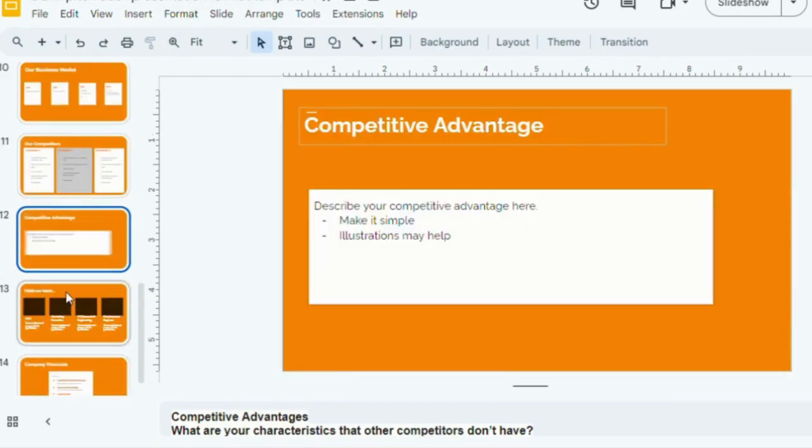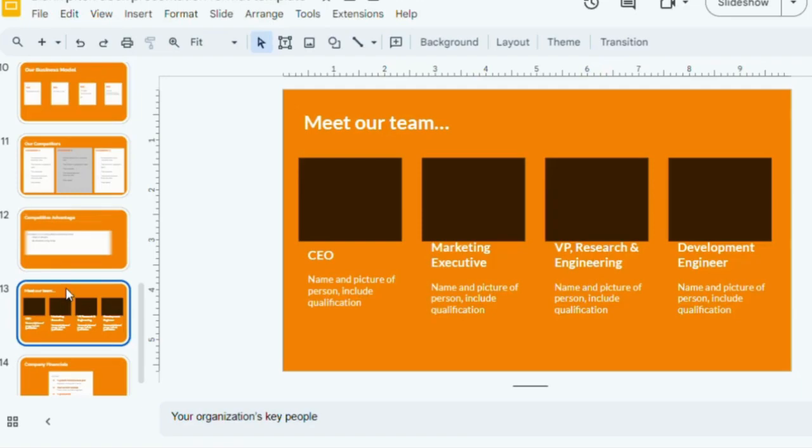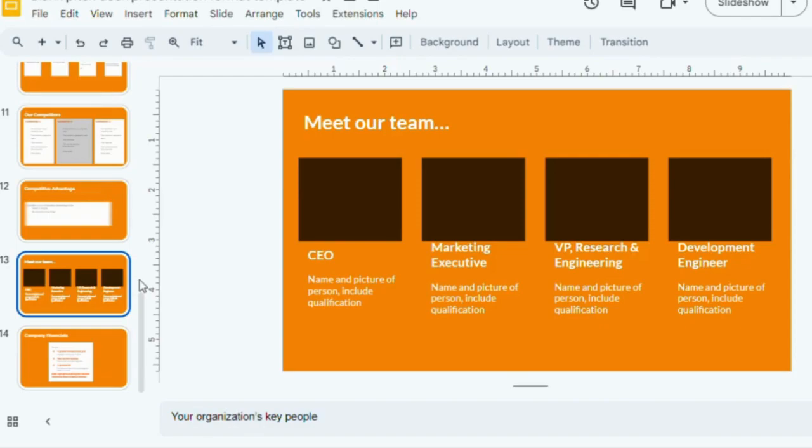It's nice to have a slot to introduce your team and highlight their qualifications and why they should be in that position. Credibility is important, of course.